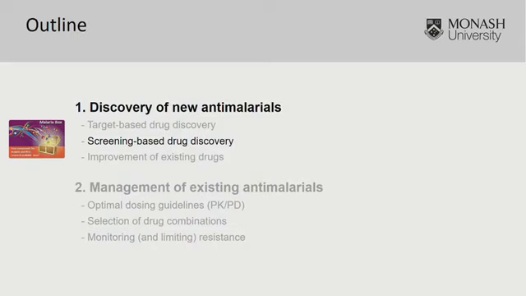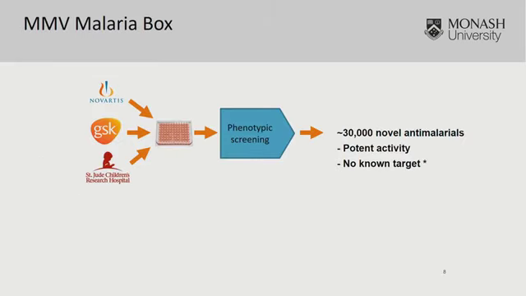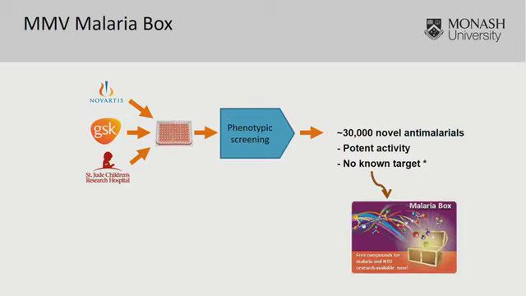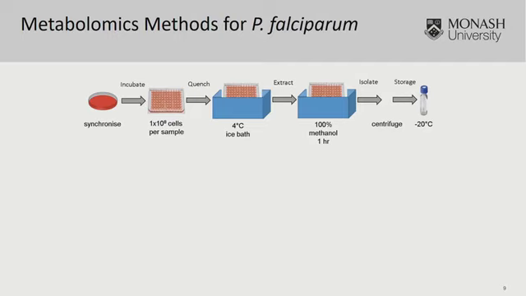So I'll go through two examples today. The first has already been introduced, and that's using this approach to screen the malaria box. So I think you're all familiar with what the malaria box is. Many of these compounds had no known mode of action. There's been a lot of work done over the last few years, so we now know a lot more about it. But there's still a lot of unknowns in this box. So we're using metabolomics to try and understand that.